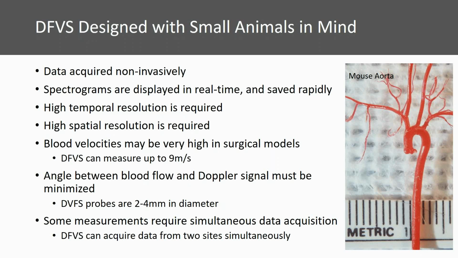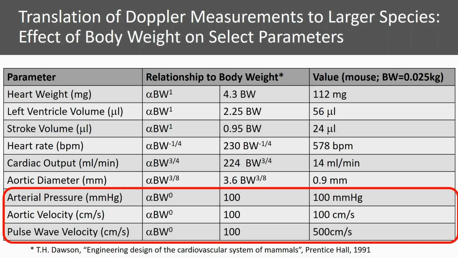Additionally, being able to simultaneously acquire two signals from two sites on the animal will become important, and I'll explain this when we start to talk about pulse wave velocity. I'd now like to ask Dr. Reddy to take some time to discuss Doppler measurements across many species and why blood flow velocity is used to translate results obtained in mice right through to those observed in humans.